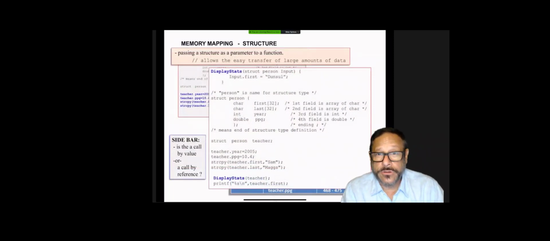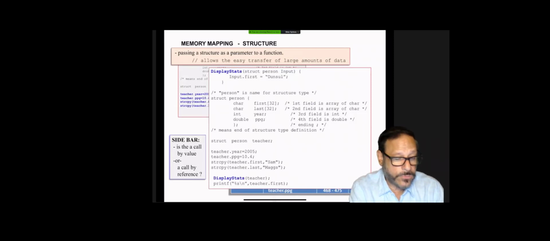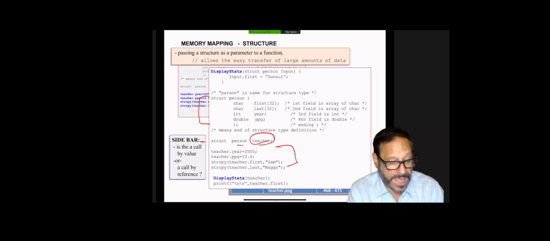So passing the structure as a parameter to the function allows easy transfer. Let's see this at work. What I have here is my person. I'm going to create a person type. I'll call it teacher, and I populate it as I do. And now I'm going to call the function displaystats.